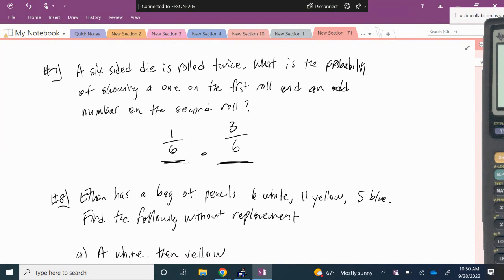So now I'm just going to multiply the 2 fractions together. Whenever you multiply fractions, you multiply the numerators, multiply the denominators. So 1 times 3 is 3. 6 times 6 is 36. And 3 divided by 36 is 0.83.